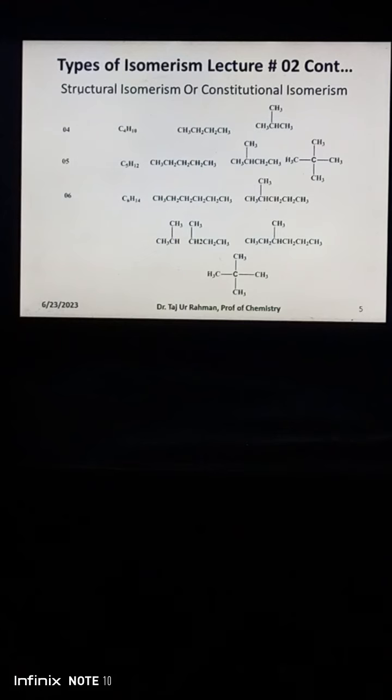On the other hand, other members of the alkane series, that is butane, pentane, and hexane, have 2, 3, and 5 isomers respectively. These isomers are shown in tabular form. This is butane and it has these two possible isomers. This is pentane and it has these three possible isomers. And this one is hexane, and hexane has these five possible isomers.